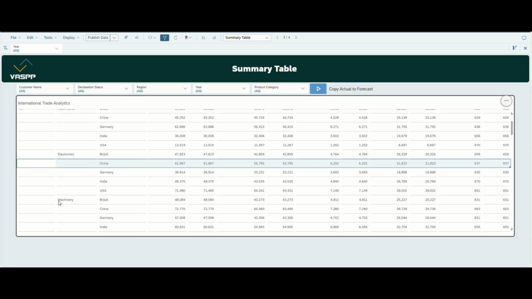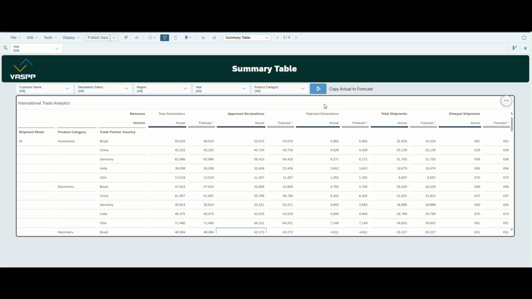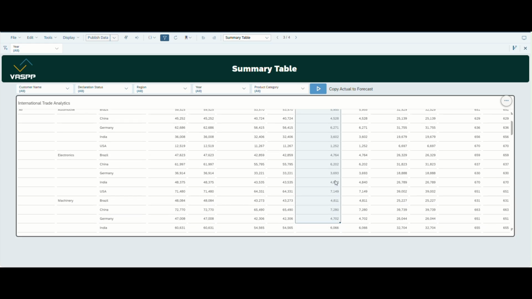Look next at machinery transported by air to Brazil. Out of 48,084 declarations, 43,273 gained approval, leaving 4,811 rejections. With 25,227 shipments, the 631 delays stand out as areas for investigation, potentially tied to oversized cargo handling, infrastructure constraints, or port side capacity challenges.